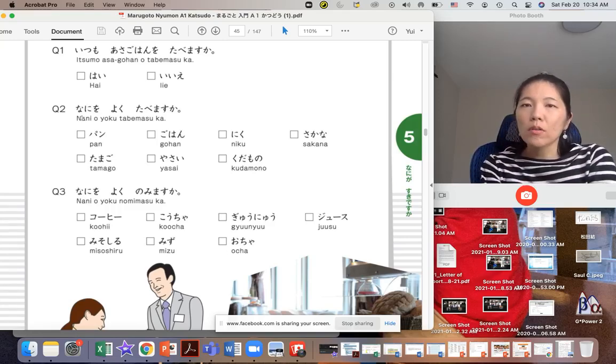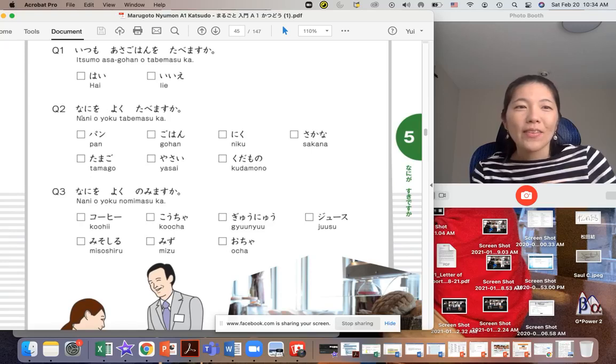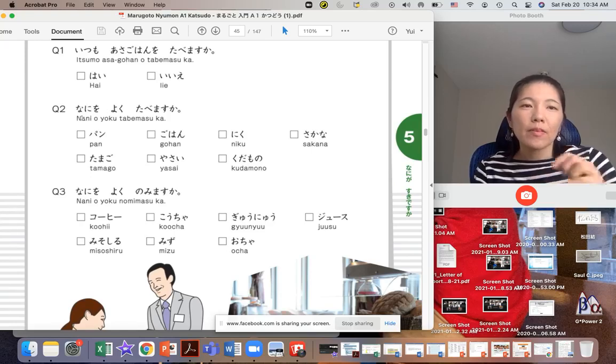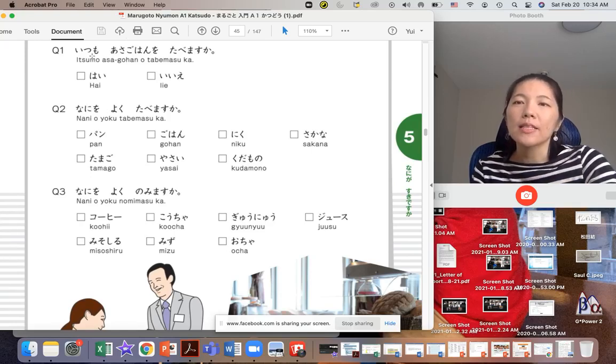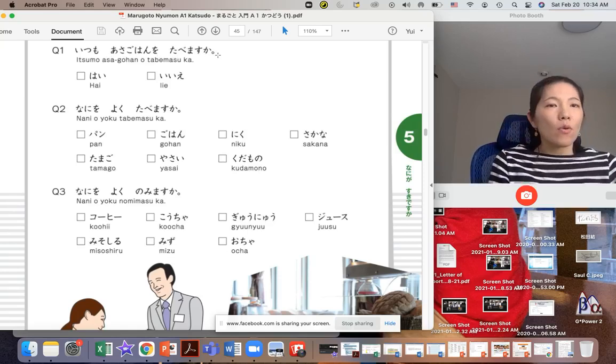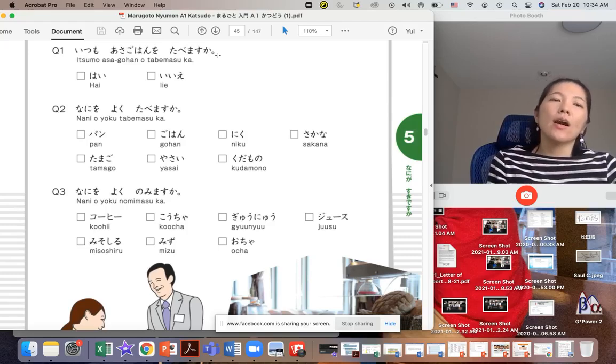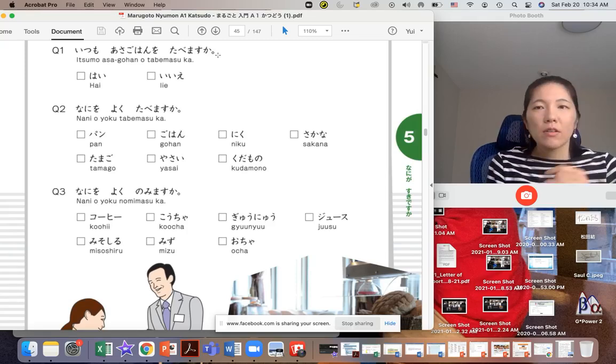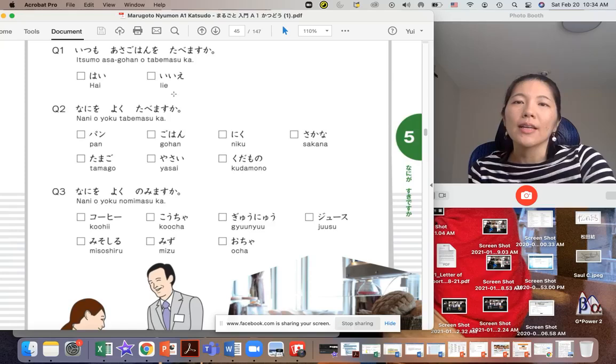So, アンケート, survey. Number one, いつも朝ごはんを食べますか. いつも is always. 朝ごはん is breakfast. 食べます is to eat. か makes a question. So, do you always eat breakfast? はい or いいえ, yes or no. So you check.